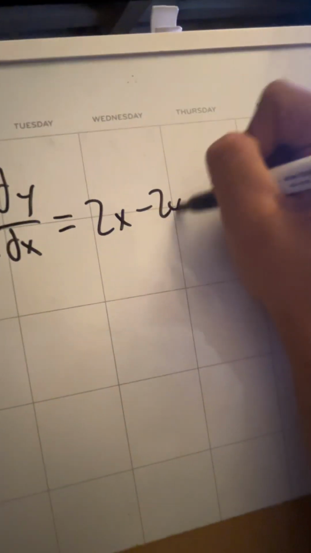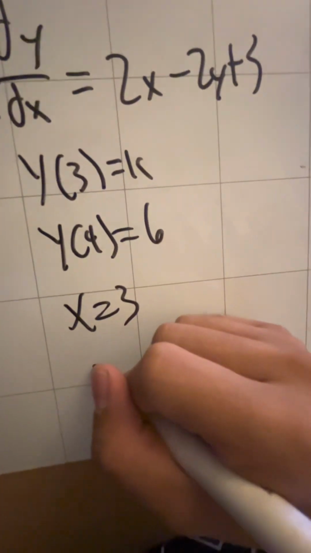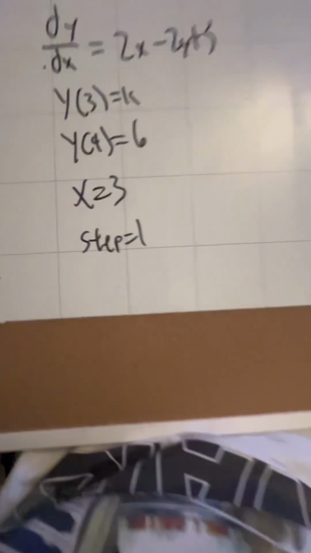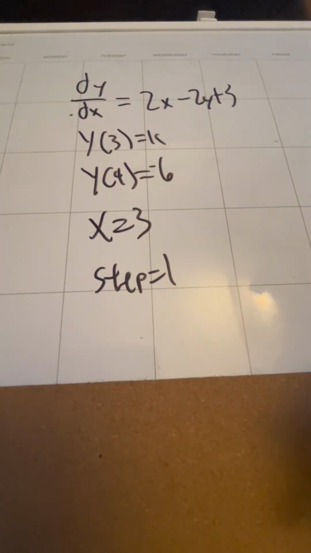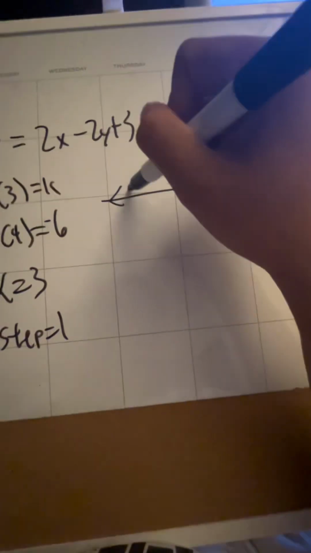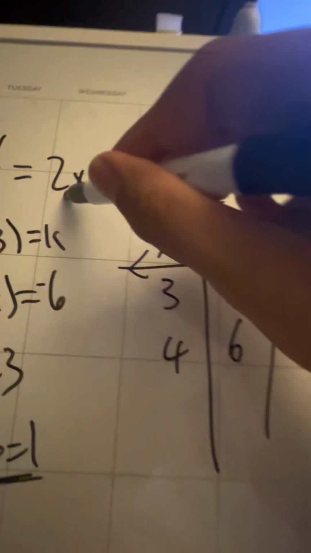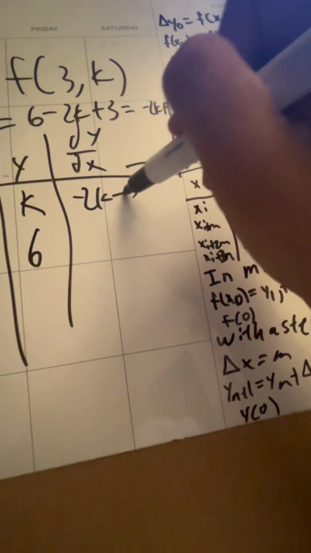Alright, next question is dy/dx equal to 2x plus y plus 3, where y(3) equals k, y(4) equals 6, x equals 3, and step equals 1. So then it asks, what is k? So now, you just make a table: x, y, dy/dx, where x starts at 3, we get 3 and 4 for the steps. And then we have k, 6, and if we plug it in for f of (3, k), this would equal 6 minus 2k plus 3, which would equal negative 2k plus 9. So negative 2k plus 9.